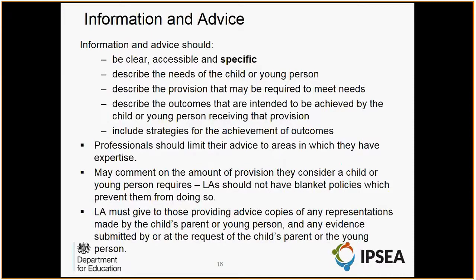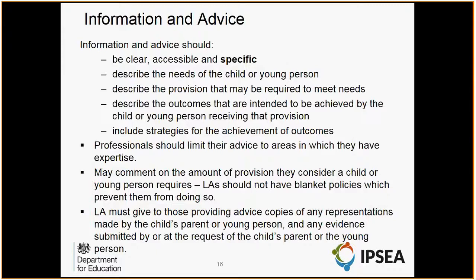The information and advice that the local authority obtains should be clear, accessible and specific. It needs to describe the needs of the child or young person. It should describe the provision that may be required to meet those needs. It should describe the outcomes that are intended to be achieved by the child or young person receiving that provision, and it should include strategies for the achievement of those outcomes. It's important that professionals limit their advice to the areas in which they have expertise.